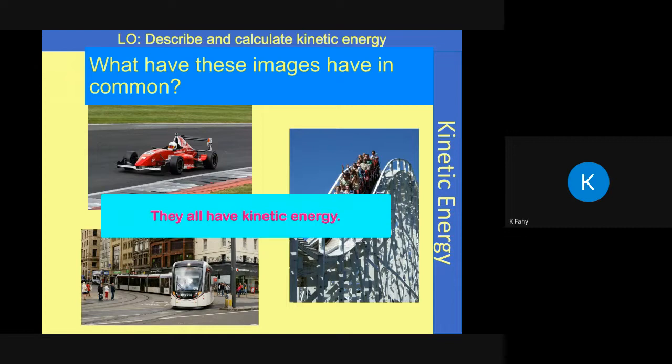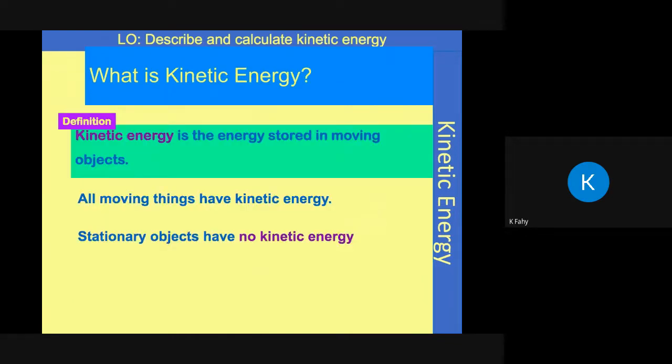They're changing direction. So again, green box, write it down. Definition: kinetic energy is the energy stored in a moving object. It's quite a simple one. It's the energy that we store in a moving object. All moving things have kinetic energy and stationary objects have nothing. They have no kinetic energy. So if something is not moving, if I've got my, I don't know, my book sitting on my shelf, it's not moving, it has no kinetic energy. An object has to be moving to have kinetic energy.